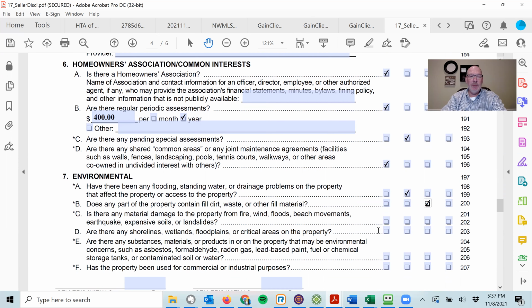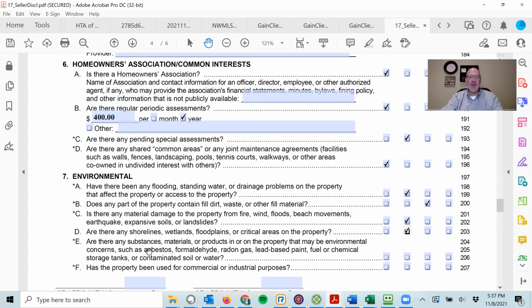Has there been material damage to the property from fire, wind, floods, earth movements, basically acts of God, right? The answer is no. Do you have any wetlands on the property? No. Remember, a lot of times they start answering about neighboring areas or other close proximity to their property. These are all about their property, right?